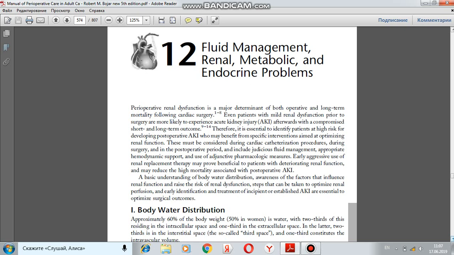Early aggressive use of renal replacement therapy may prove beneficial to patients with deteriorating renal function and may reduce the high mortality associated with postoperative acute kidney injury. A basic understanding of body water distribution, awareness of the factors that influence renal function and raise the risk of renal dysfunction, steps that can be taken to optimize renal perfusion, and early identification and treatment of incipient or established acute kidney injury are essential to optimize surgical outcomes.